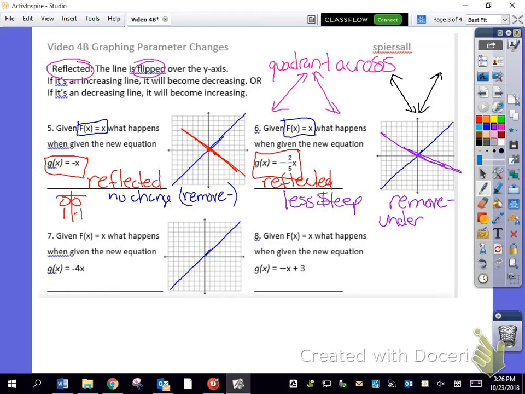Now, when I removed it, I saw it was less steep, and it was over here, and it was underneath it. Okay. So make sure that you take out that negative to tell.